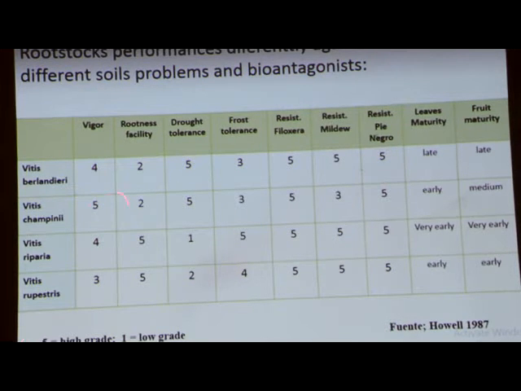Being Vitis champigny the most vigorous one, and rupestris the least vigorous.